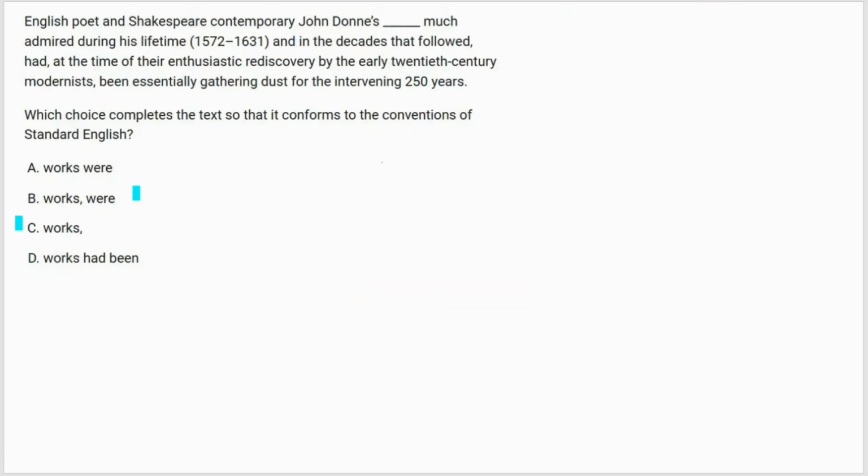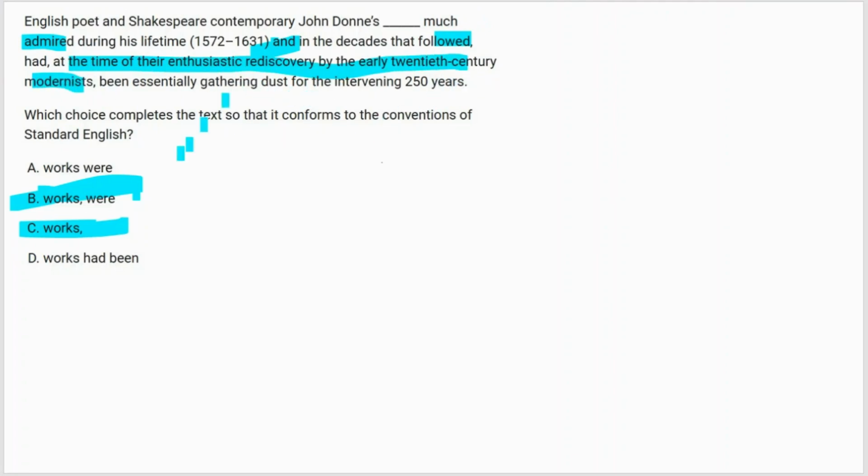Now, we still have option C, right? Yes, we still have option C. Let's look at that. How does option C work? English poet Shakespeare's contemporary John Donne's works, much admired during his lifetime and the decades that followed, works perfectly, because before and after "and" there is only one form of verb, which is verb two. It makes perfect sense. And because they get cut, it doesn't matter. Works had, everything is cut from here, had been essentially gathering dust for the intervening 250 years.